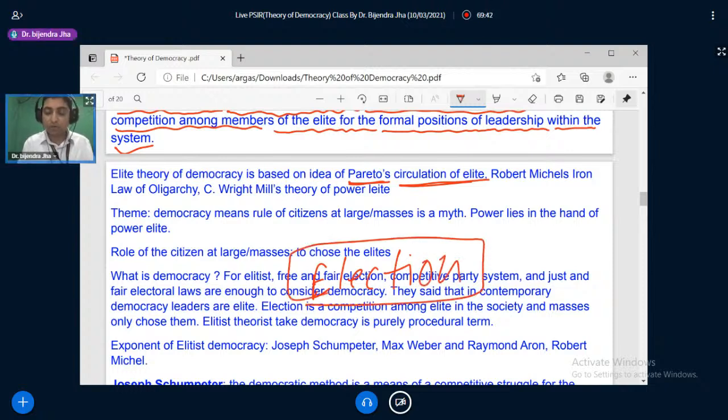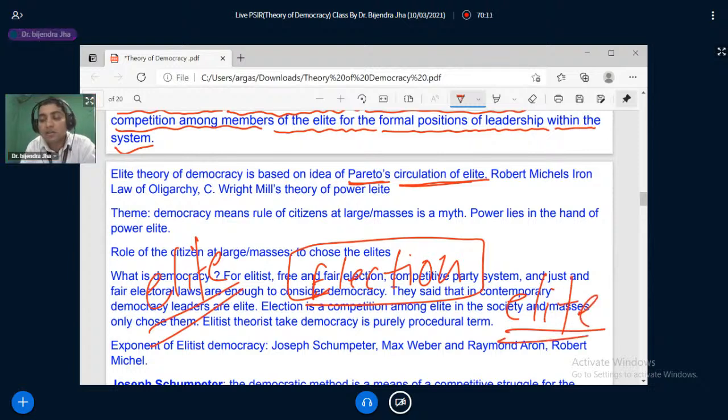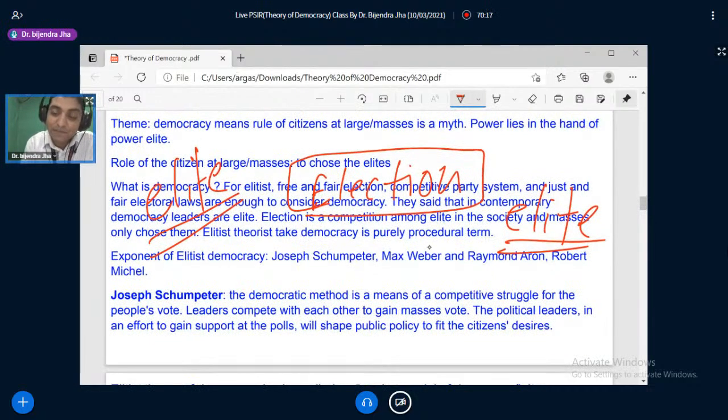राइट? इलेक्शन में क्या होता है? एक पार्टी हारती है और दूसरी पार्टी जीतती है, बट दोनों पार्टी में इलीट लोग डोमिनेट करते हैं, राइट? सो ऐसा नहीं कि इलेक्शन होता है तो इलीट हट के मासेस जो सिटीजन एट लार्ज है, वो पार्लियामेंट में चले जाते हैं. नहीं, इनका मानना है कि एक इलीट हट जाता है तो दूसरा इलीट उसमें घुस जाता है, right? So that is circulation of elite. Did you get it? Okay, let me, this is a parliament.